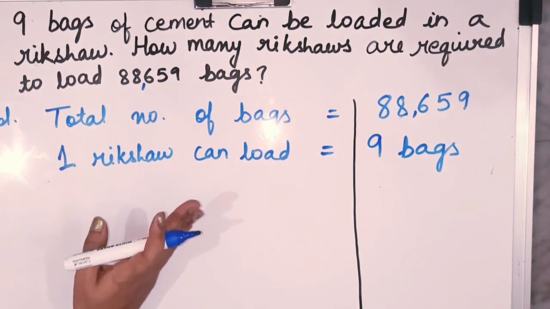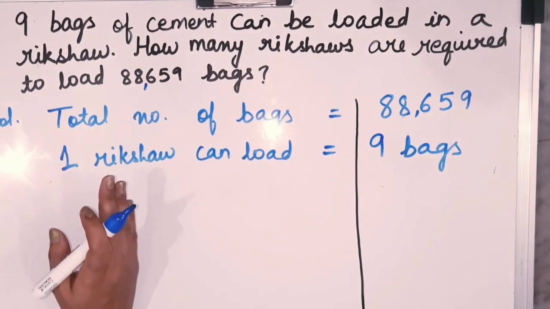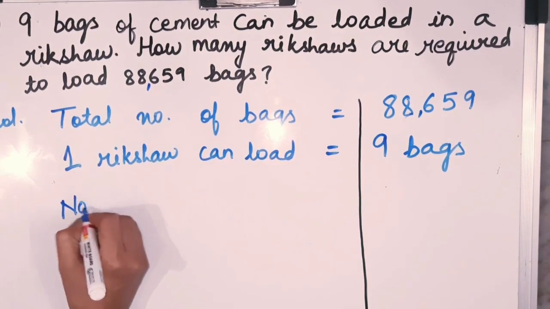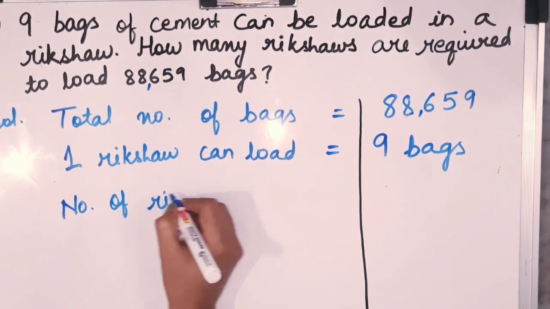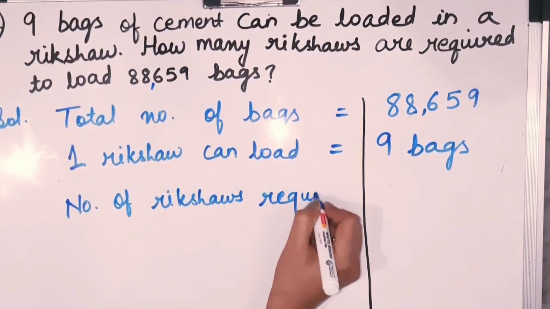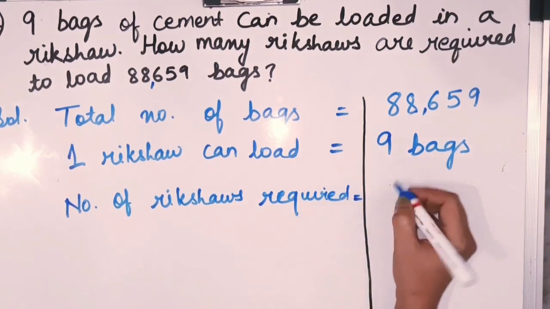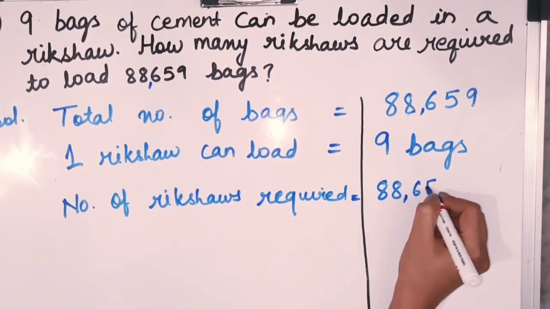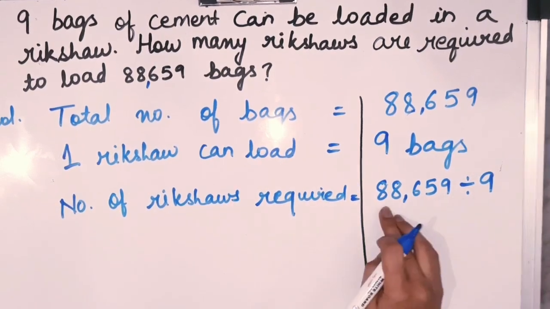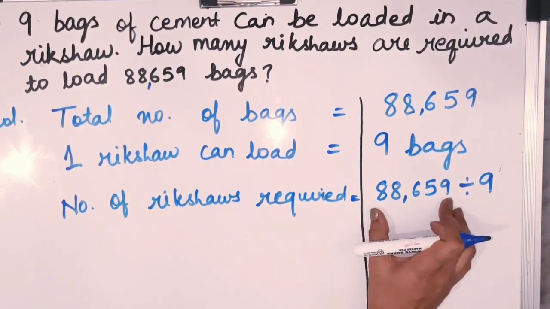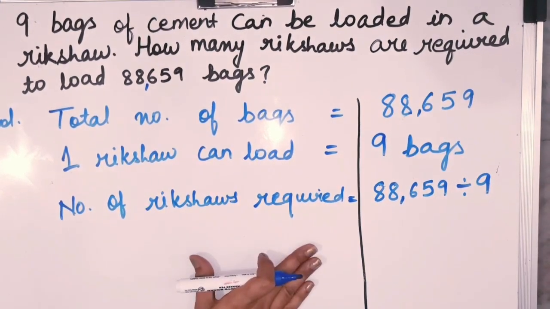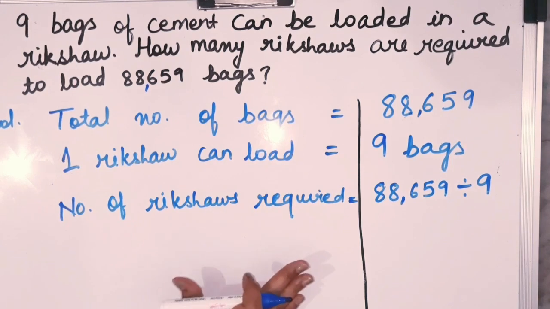So how many rickshaws are required to load 88,659 bags? So number of rickshaws required is equal to 88,659 divided by 9. So when we divide the number of bags given by 9, we'll get the number of rickshaws required to load the bags. So let us do the division part.